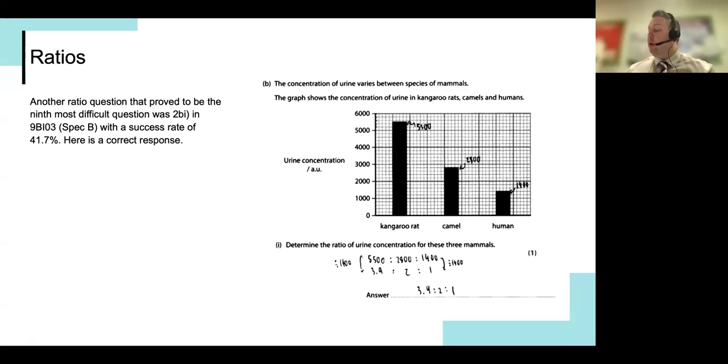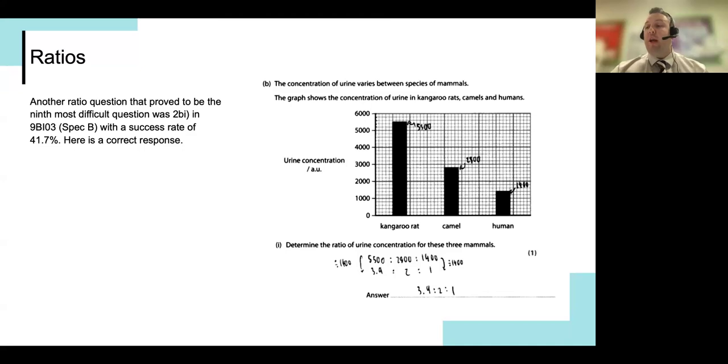One more example of ratios, which we have here. In this particular example, again, it's a different data set. This is why I'm stressing to you the importance of looking at a range of different data sets. So in this particular question, we're looking at a graph. This was from specification B. It was paper 3, slightly higher success rate, and that might be due to the fact that the data is a little bit more simplified. So there was a success rate of 41.7% in this particular question.